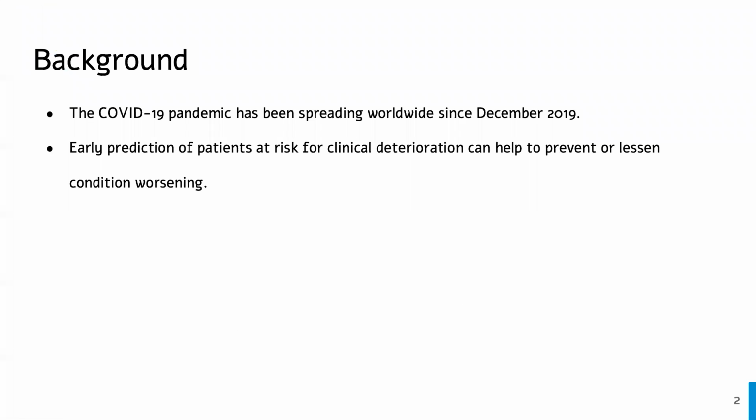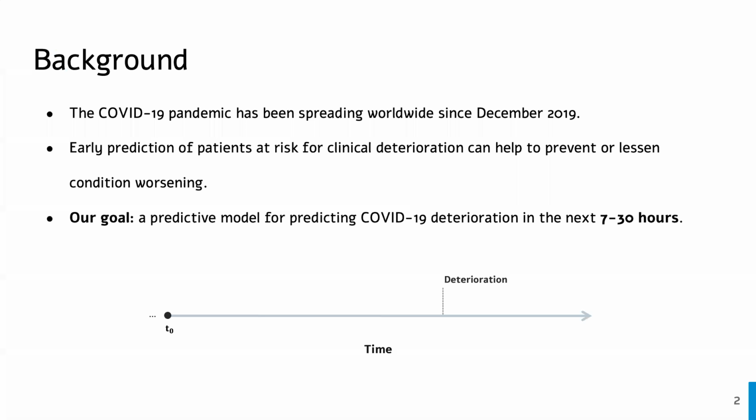Throughout the pandemic, we have been doing comprehensive work trying to provide decision support to clinicians to potentially improve patient care. Here I will present a specific project in which we utilize machine learning models to detect which patients are at risk for clinical deterioration. Specifically, we developed a model that predicts deterioration in a sliding window approach, such that every hour we make a prediction for the next 7 to 30 hours.